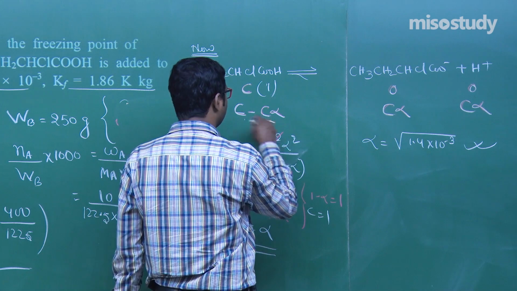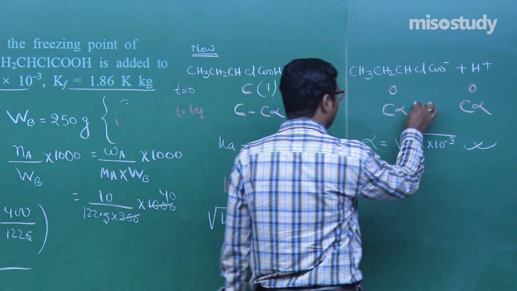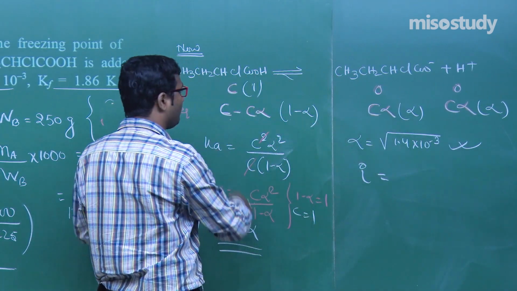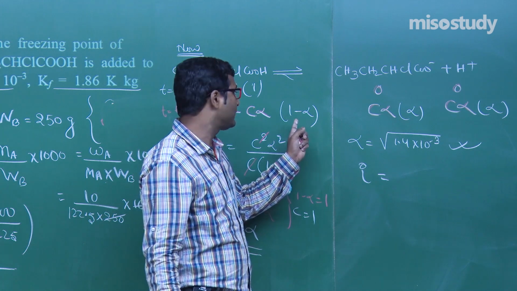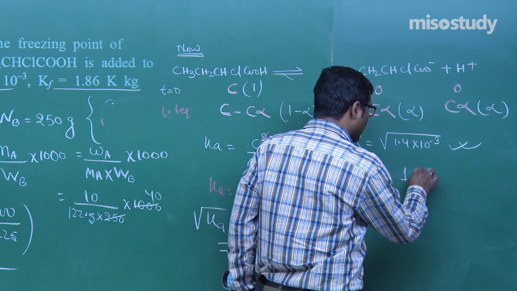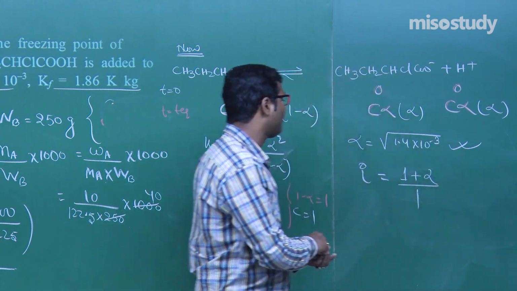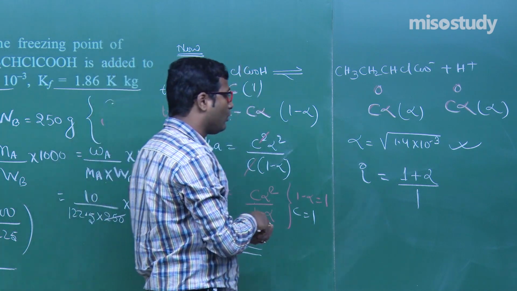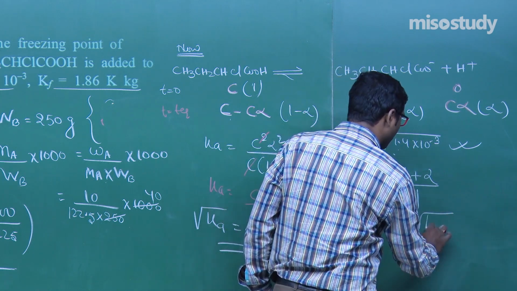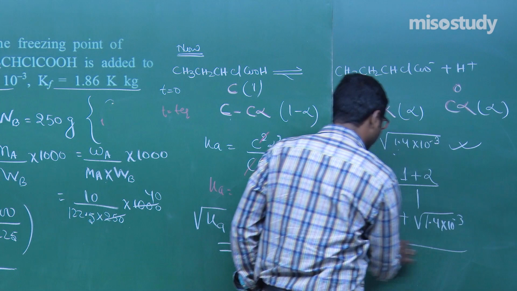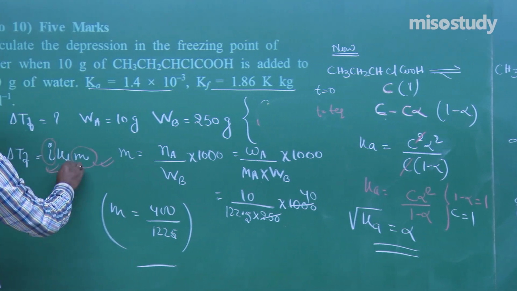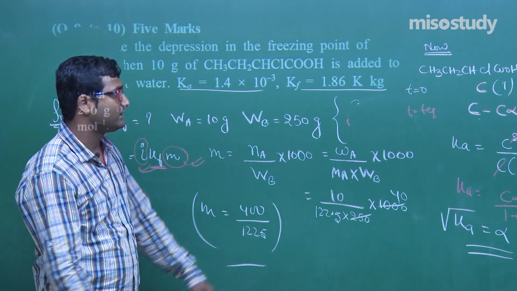Now if it is taken as 1, the equilibrium moles are 1 minus alpha, alpha and alpha. So what is the value of i? i is equal to total number of moles at equilibrium upon number of moles taken. Total moles at equilibrium are 1 minus alpha plus alpha plus alpha, that is 1 plus alpha. The concentration is 1, so i is equal to 1 plus alpha, where alpha is the value 1.4 into 10 to the power minus 3. Now what do we have? We have molality, we have i, we have Kf. Put these values and you will get the expression.